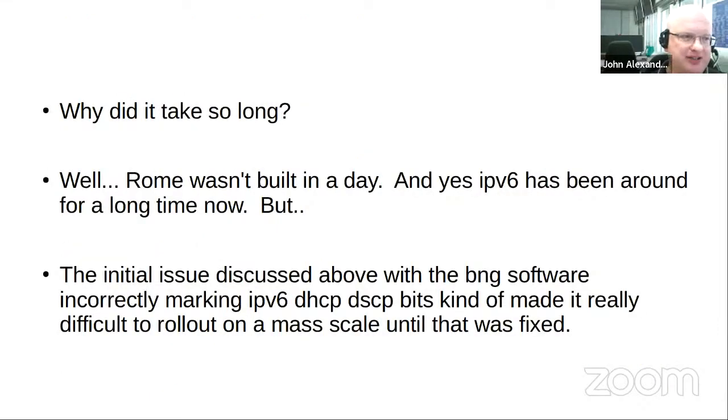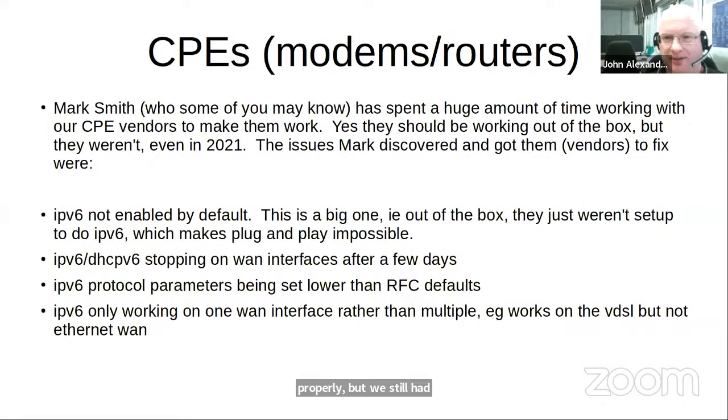Why did it take so long? Rome wasn't built in a day. IPv6 has been around for so long, but the initial problem was the BNG software. That took until 2019 to be fully fixed. That then allowed us to do DHCP properly, but we still had another problem, the CPEs.